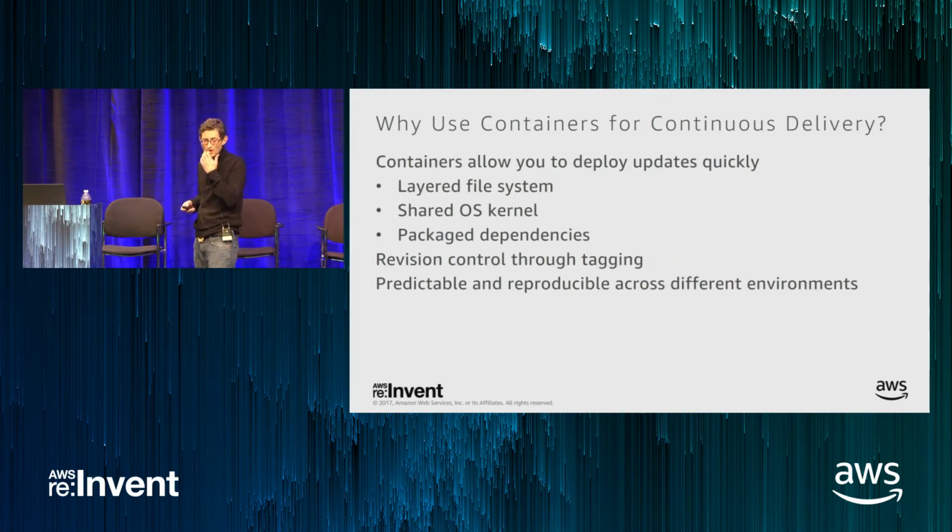So all of that's great, but how do containers relate to continuous delivery? For starters, containers can be deployed quickly, and the reason for this is really threefold. First, container images are comprised of file system layers that get cached onto Docker hosts. And when you update a container, only the layers that have changed are pushed to the hosts. Now, pushing only the deltas rather than the whole image reduces the amount of time needed to push an update.